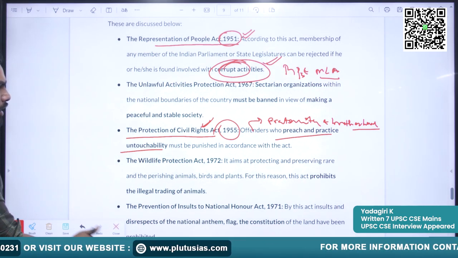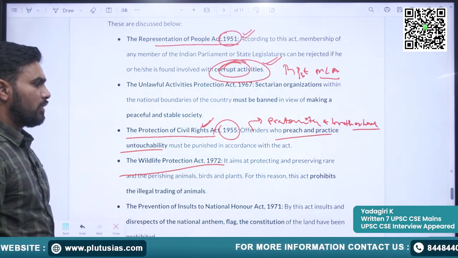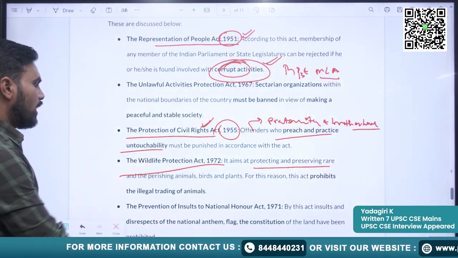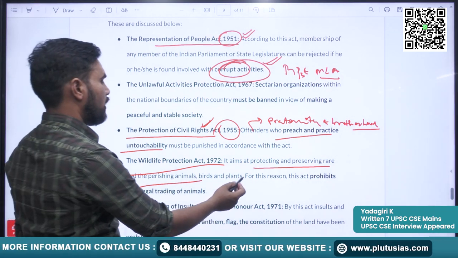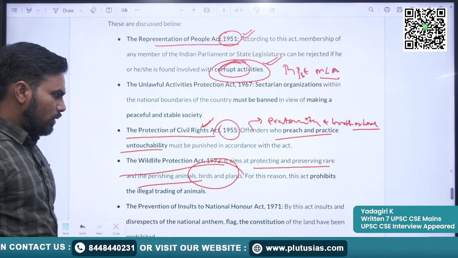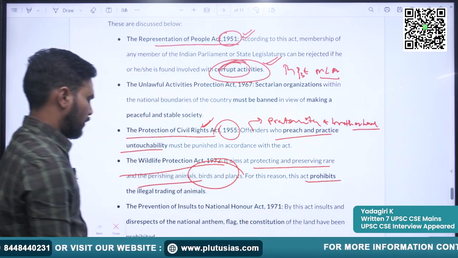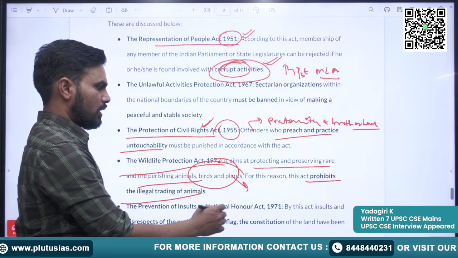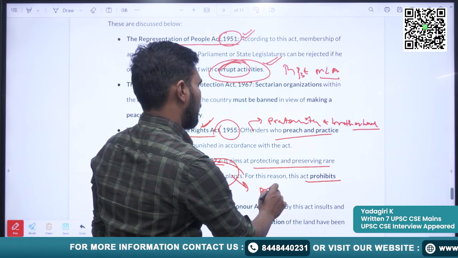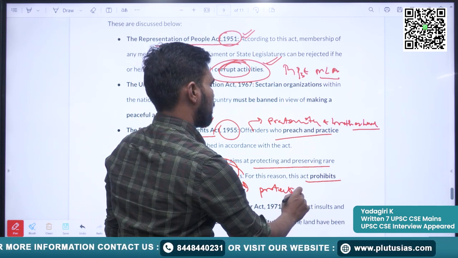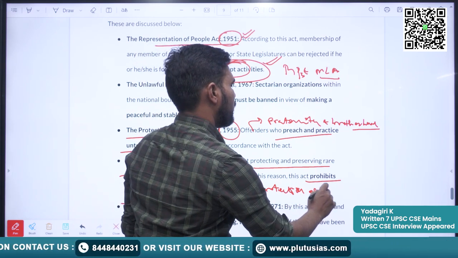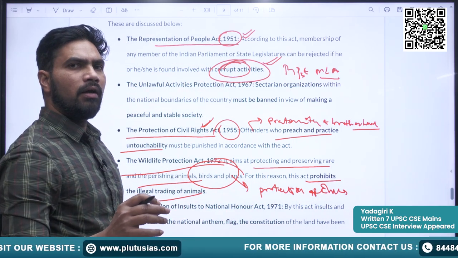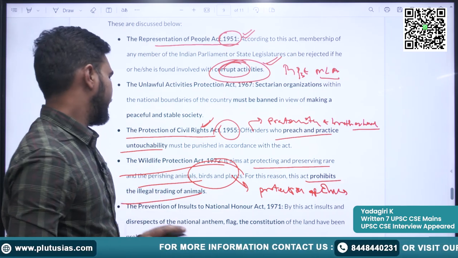Next one is the Wildlife Protection Act of 1972. This is actually for protecting and preserving rare and perishing animals, birds and plants. The act prohibits the illegal trading of animals. So in this way, through this act, the duty pertaining to protection of environment and having compassion towards wildlife and animals can be realized.